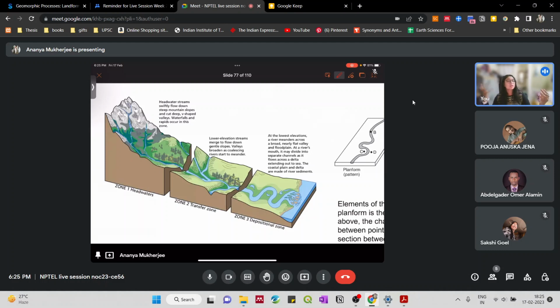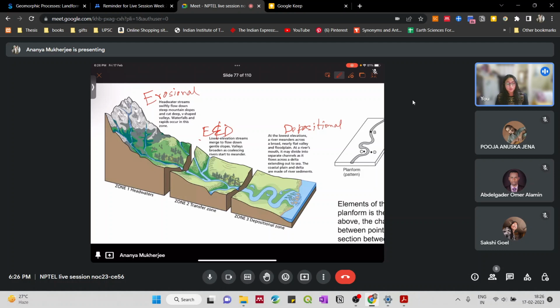Most of the erosional features are formed at the youth stage of the river. So this is the very drastic difference between the stages of the rivers. Over here, mostly you will find erosional features, and over here mostly you will find depositional features, and in between you will have both erosional and depositional features.